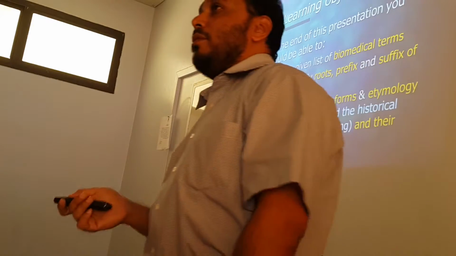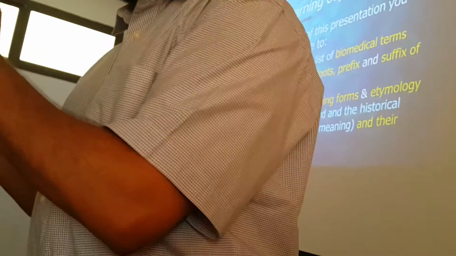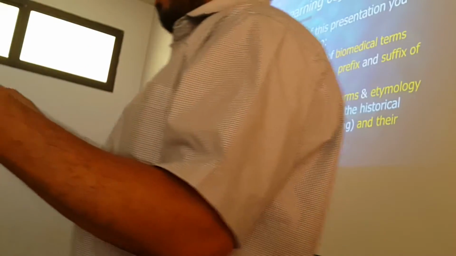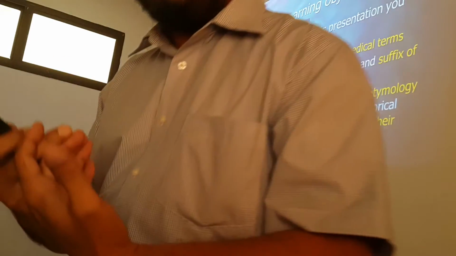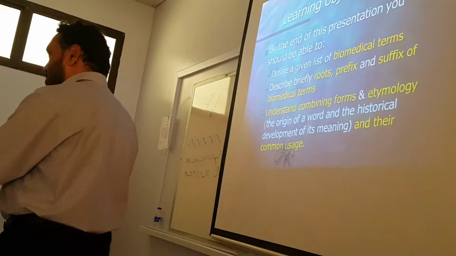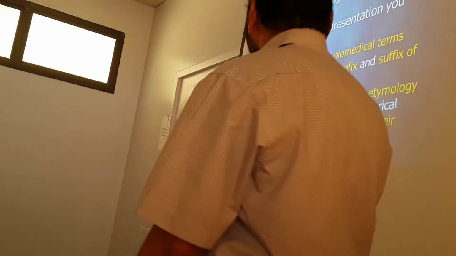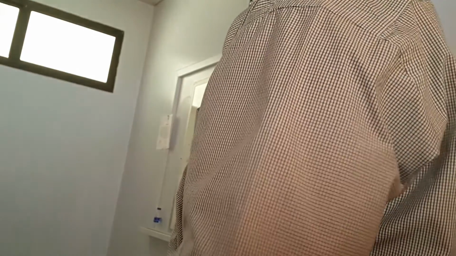Today's learning objectives: we will be trying to break up and decipher the terms. Basically we want to see what they are made of. Once we understand that, maybe upon just reading a term we can understand what it means. For this, we have to study what they mean. Define a given list of biomedical terms. Briefly describe the root, prefix, and suffix of the biomedical terms. What these things mean: what is the root, what is prefix, what is suffix.